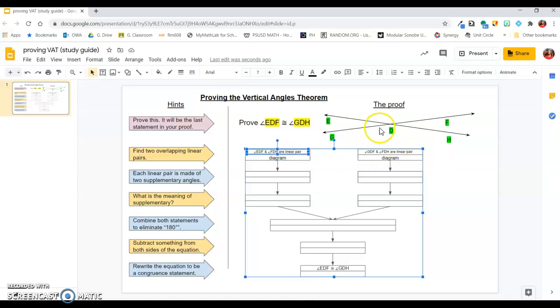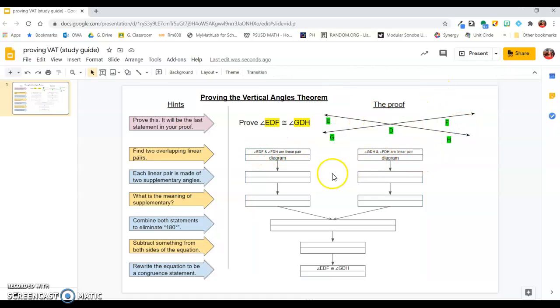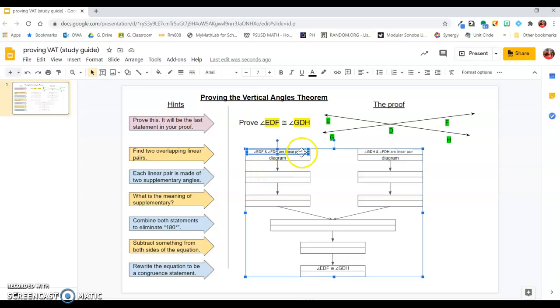Let's make sure I did this right. GDF, FDH. It should be GDH, FDH. GDH, FDH, EDF, FDH. So the FDH is going to be subtracted out of there. Let's grab these, and we're going to claim that since those form a linear pair, that they are supplementary. And this will be the linear pair postulate.